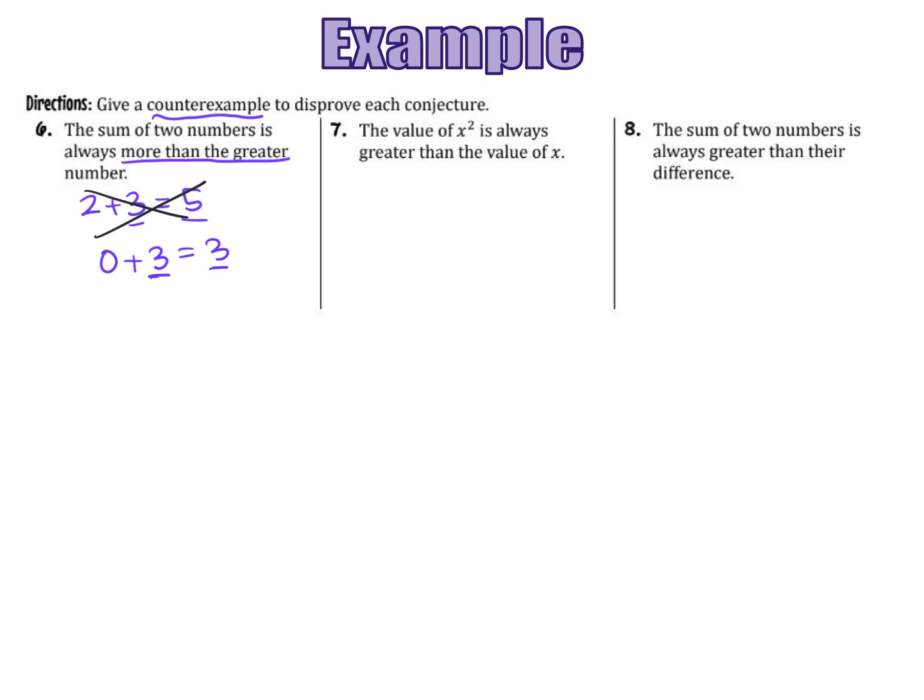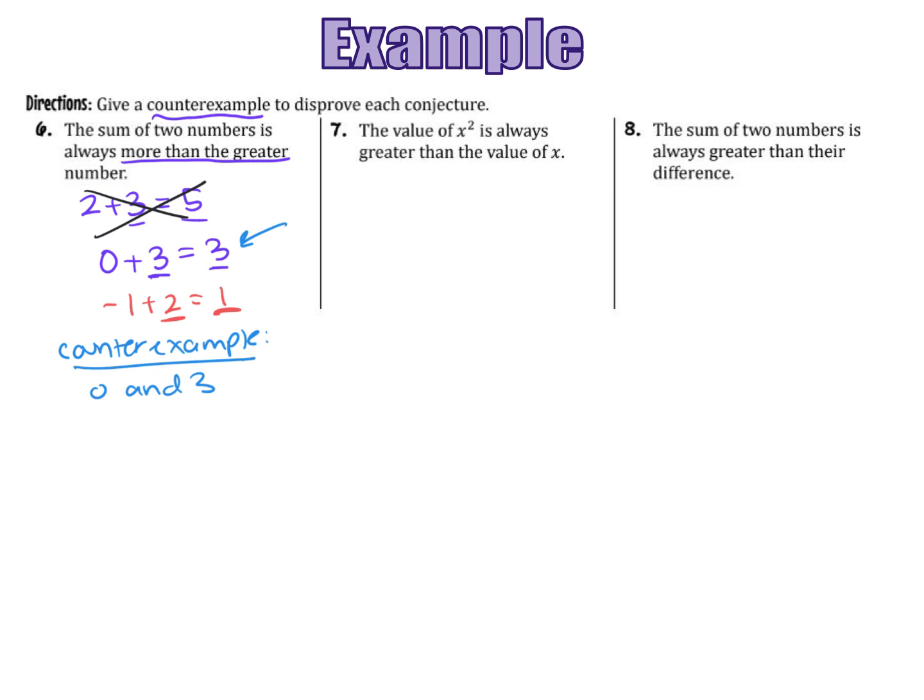Another counterexample would be if I added a negative number. If I add a negative number to a positive number, it's going to decrease, and this is definitely not bigger than the larger number. So we only need to come up with one. So a counterexample here on number 6 would be the numbers 0 and 3. And again, we can see right here that when I add them, their sum is not greater than the bigger number. So I'm going to encourage you to pause the video and try and come up with a counterexample for numbers 7 and 8. And then unpause the video and see how you did.